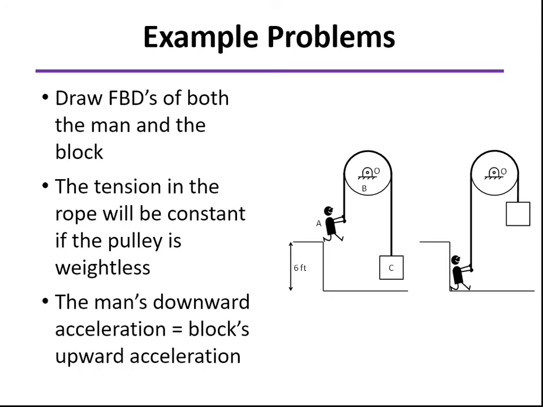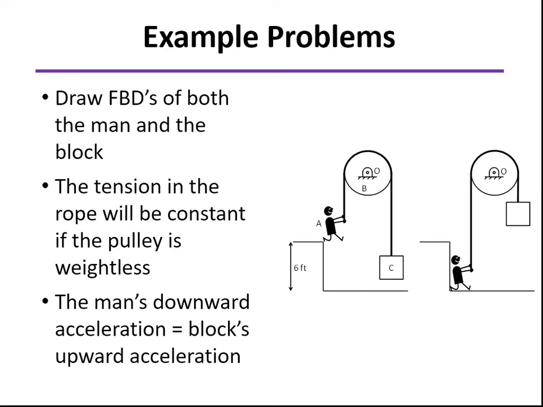You also see a very simple dependent motion problem here, that as the man moves down, the block moves up at the same rate. So the man's downward acceleration equals the block's upward acceleration. Take the sum of the forces in the y direction, set them equal to the mass times the acceleration of each, and you solve for the two unknowns, the tension and the acceleration. And again, using the acceleration, you can find either the time to drop the 6 feet and or the speed when you've dropped 6 feet.